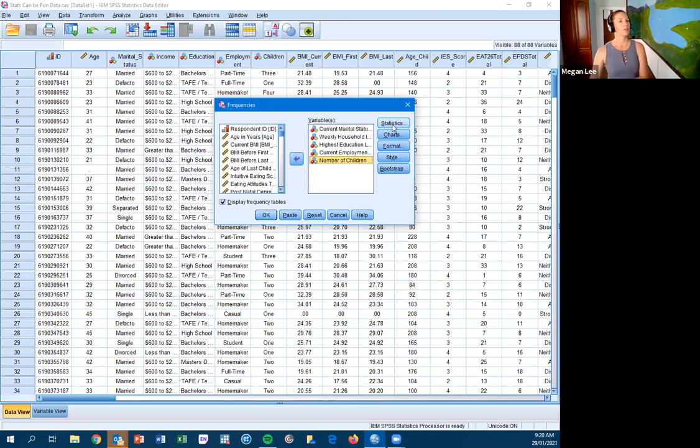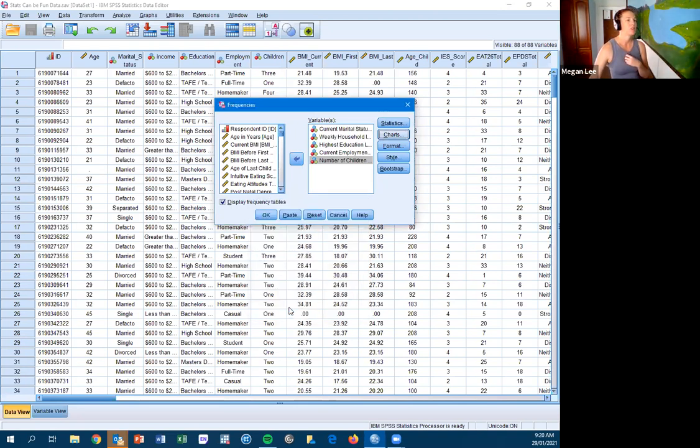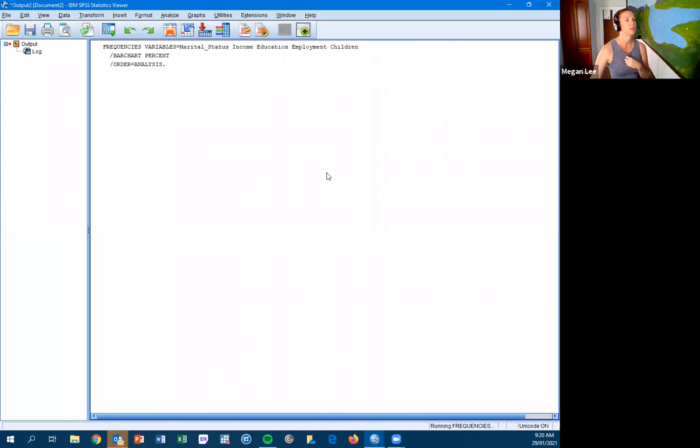All right. We don't need any statistics because this is categorical data. We're just going to look at a bar chart. Yep, that's right. Of percentages, because percentages are so much easier to interpret than frequencies. So continue. Okay. And then we will get our, hopefully, our data.